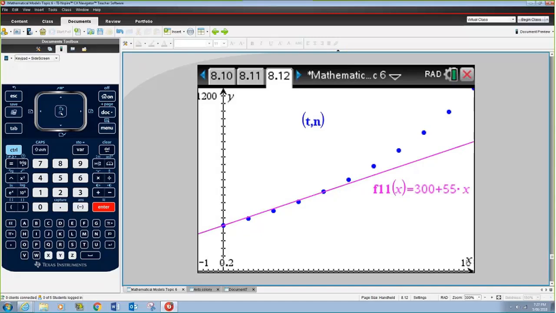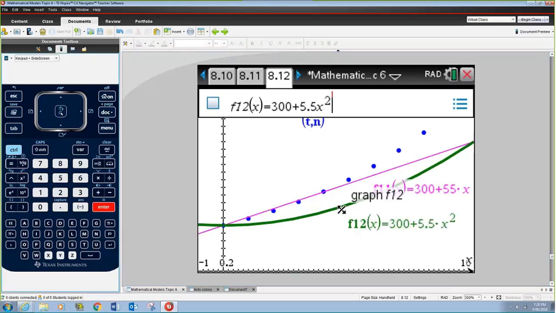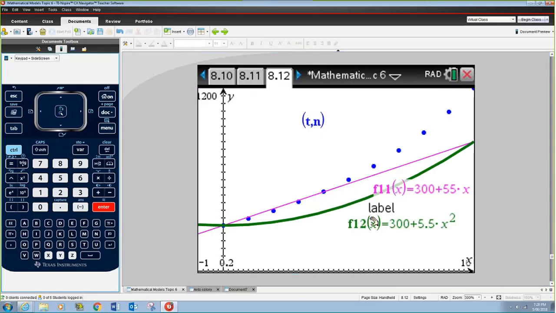So then if I enter the quadratic model, 300 plus 5.5x squared, this is generally really not a good fit at all.